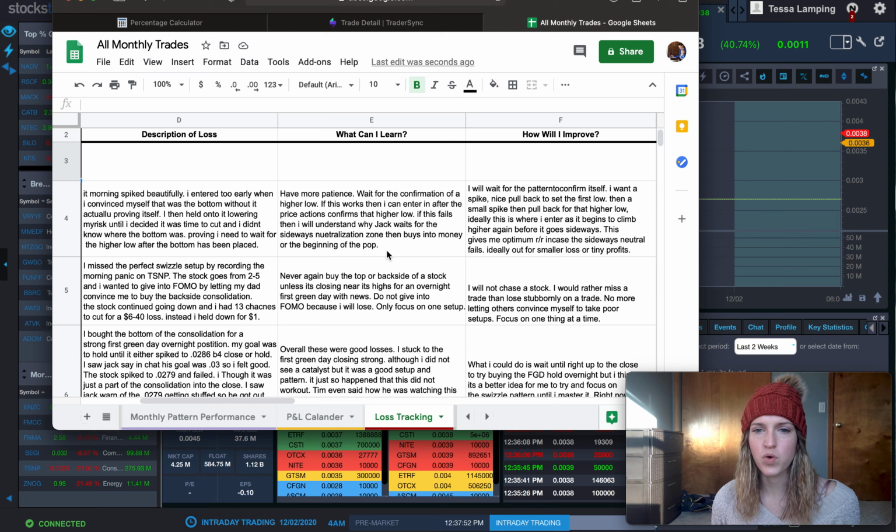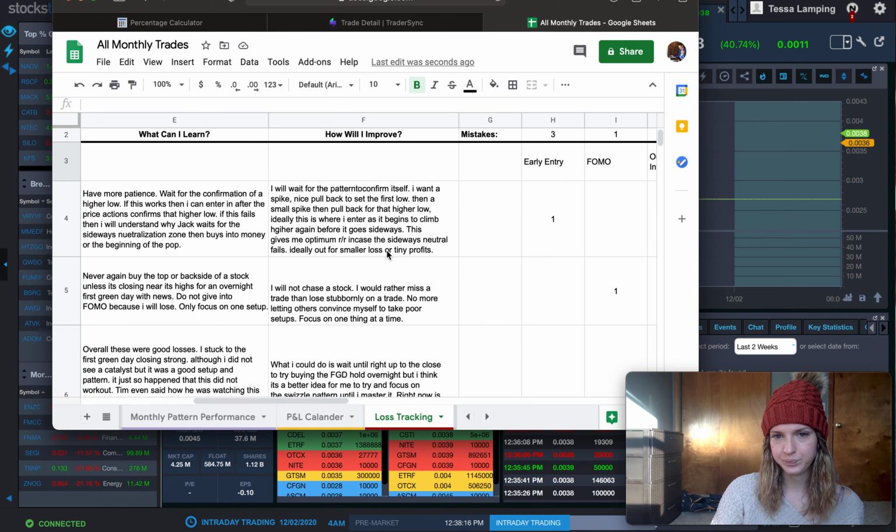How will I improve? I will wait for the pattern to confirm itself. I want a spike, nice pullbacks to set the first low, then a small spike, then a pullback for the higher low. Ideally, this is where I enter as it begins to climb higher again before it goes sideways. This gives me optimum risk reward in case the sideways neutral fails, ideally out for a small loss or tiny profits.